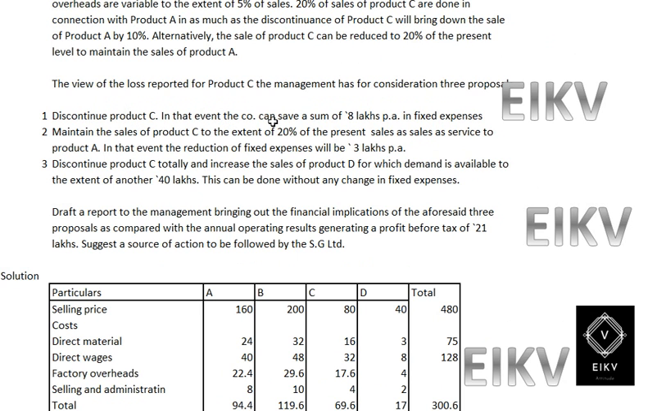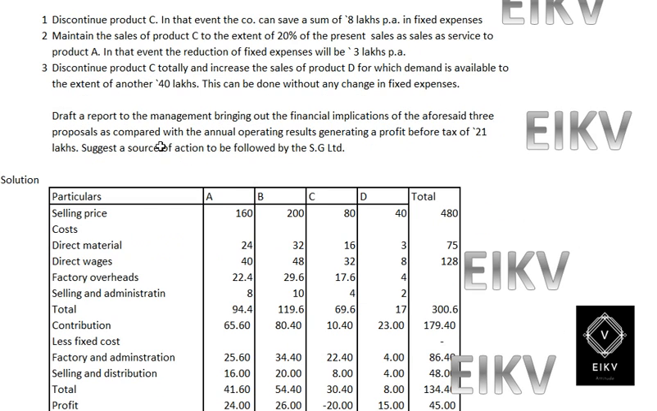First, discontinuing product C. In that event, the company can save the sum of rupees 8 lakhs as fixed expenses. Okay, first proposal, discontinuing C. And second proposal, maintain the sales of C to the extent needed for product A, so maintaining such sales of product C to sustain the sales of product A. Then the third proposal, discontinue product C and increase the manufacturing of the other product up to the extent of 40 lakhs. This can be done with no change in fixed cost.